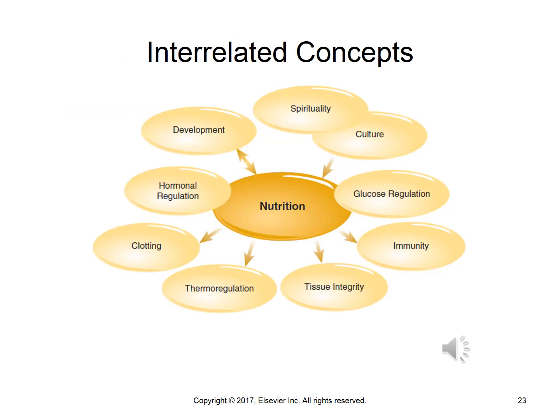When we look at interrelated concepts, keep in mind they may include things such as acid-base balance, glucose regulation, immunity, tissue integrity, growth and development, culture, perfusion, oxygenation, and stress and coping. There's also a few others that are within this graph.